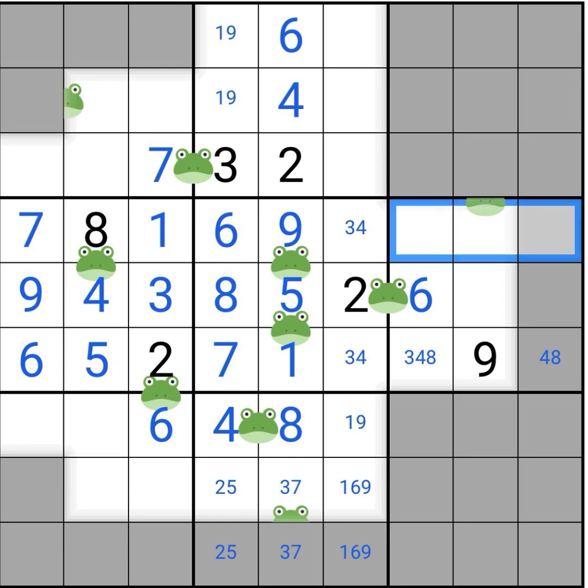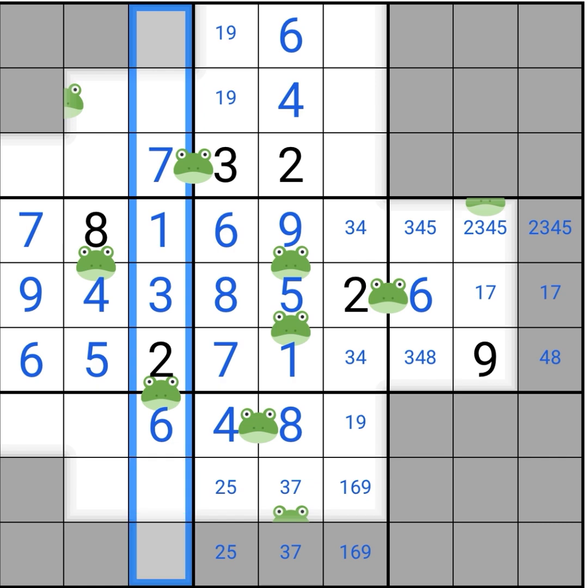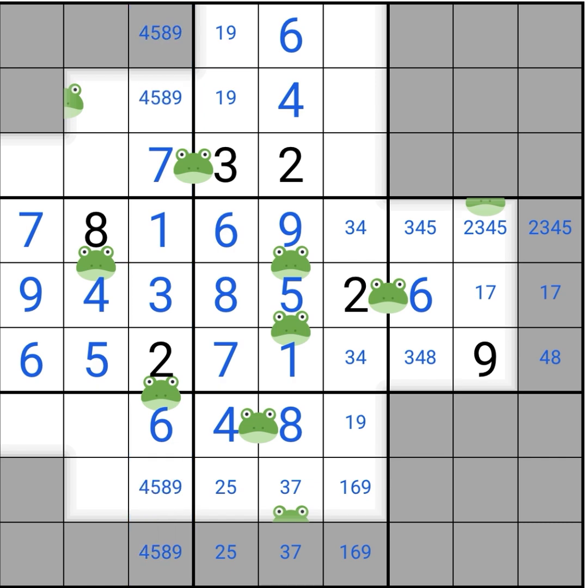That's the 7. And that's that row. This is 2, 3, 4, 5. And the 2 can't go next to a 6. This is a 1, 7 pair. Okay, next. This is 4, 5, 8, 9. And a 1 or a 9 can't go next to a 5. Neither 1 nor 9 can go next to a 5.